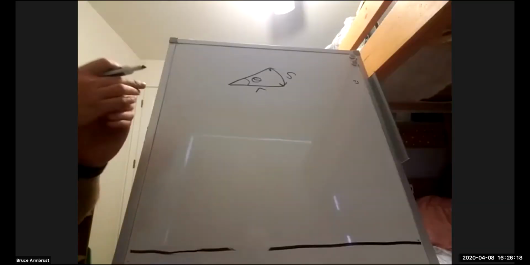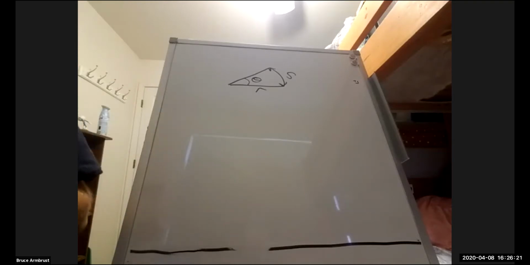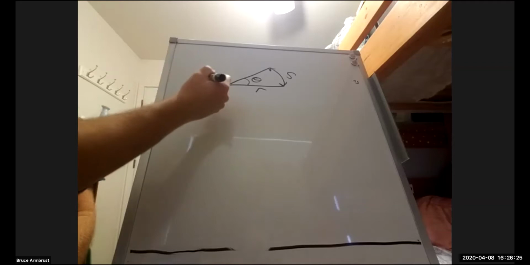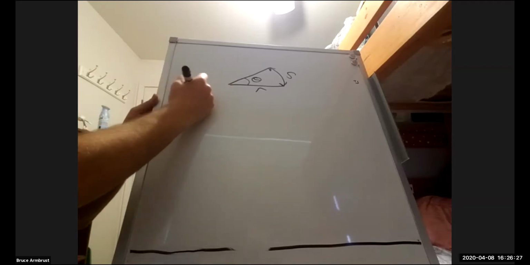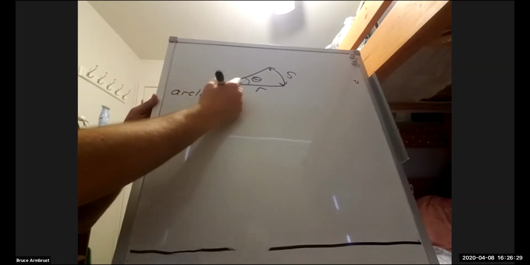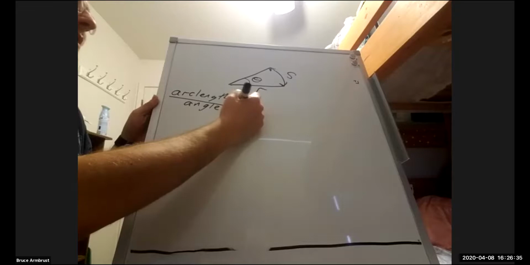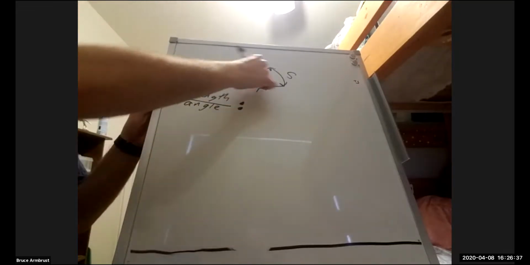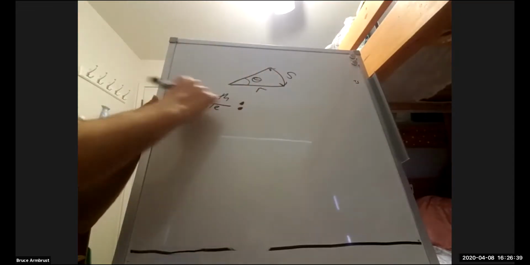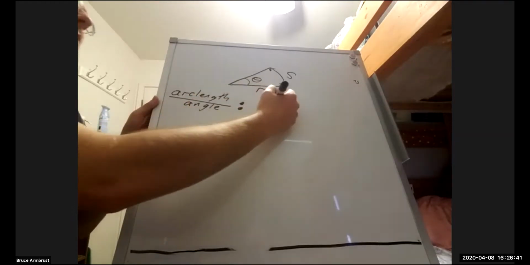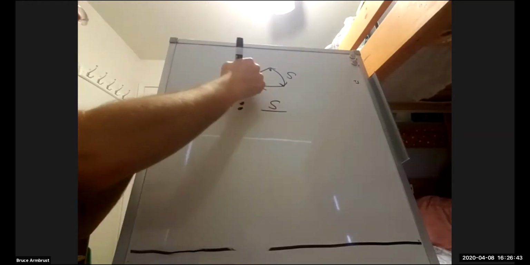All right, well, it's a good thing that I'm bringing this back up then. You know what we're going to do? We're going to derive it real fast, and we're going to use proportions. So we're going to look at arc length, and we're going to compare it to angle. And let's think about what it looks like for just this little piece. The arc length, of course, is S, and the angle is theta.